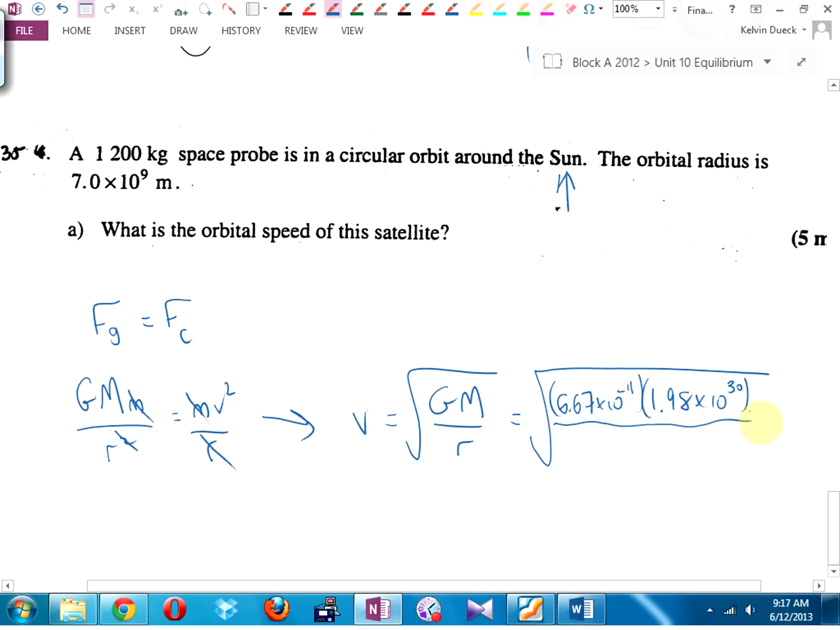Orbital radius. Now, did they give me a radius or an altitude? Radius. What if they gave me an altitude? I would have to add the radius of whatever planet we were talking about to get the orbital radius in total, right? Because an altitude was only a height. But here they gave me the orbital radius, 7 times 10 to the 9th. So type that in, press equals, and then square root your answer.